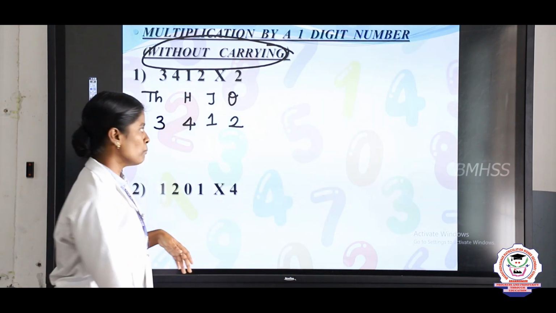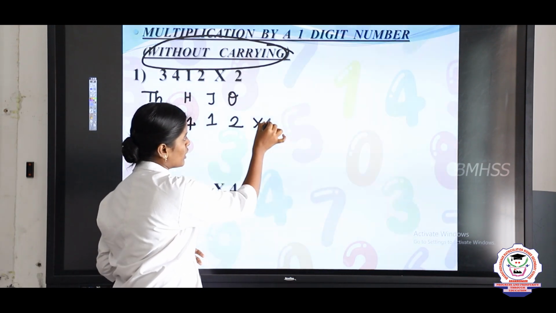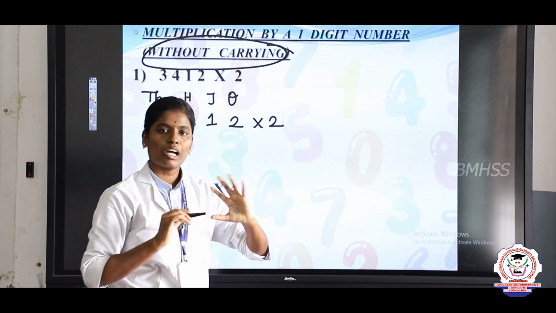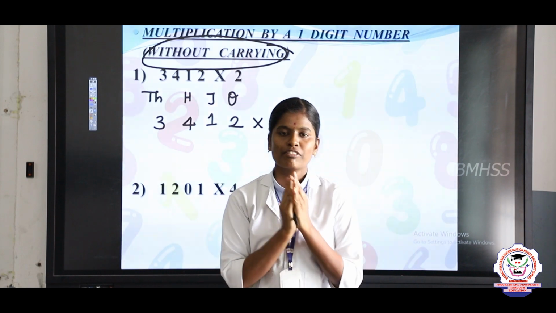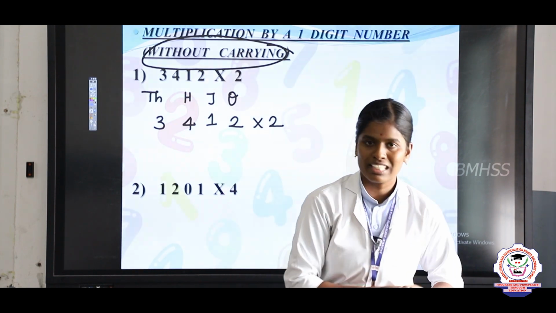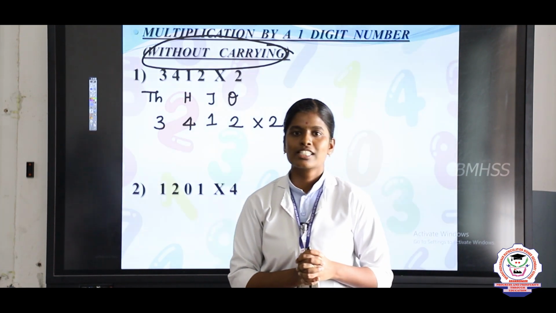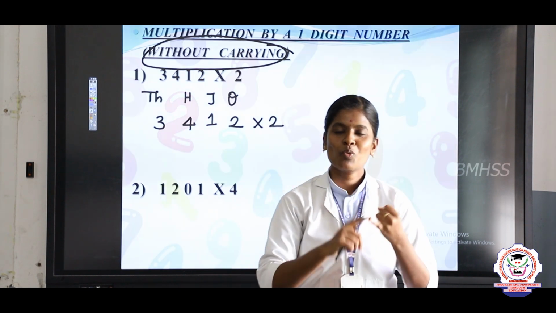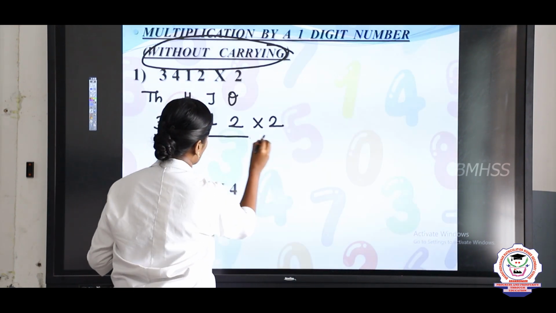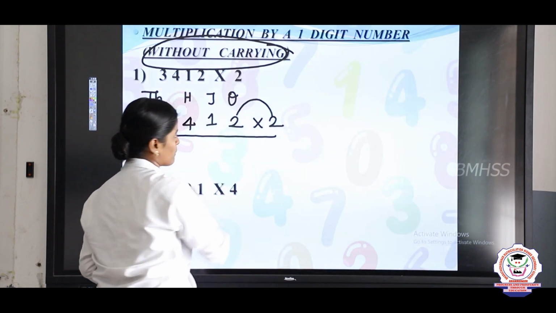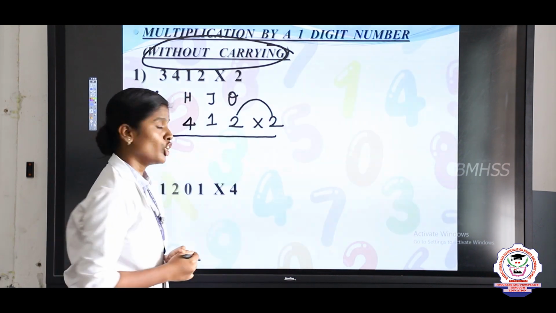Now we will take the multiplier. What is the multiplier here? 2. So now we are going to use the 2 table. While starting the table, first you will start: 2 zeros are 0. The next one is 2 ones are 2. Okay, now you take 2 and multiply by the ones place.